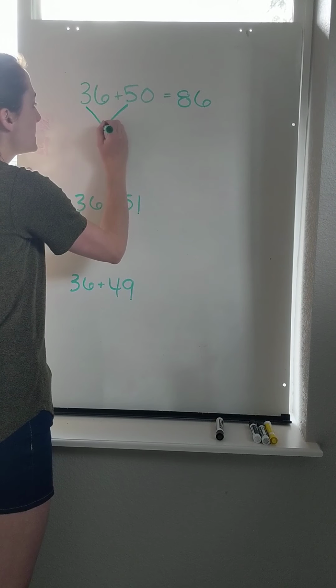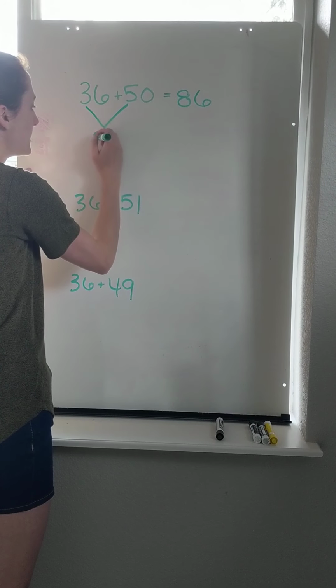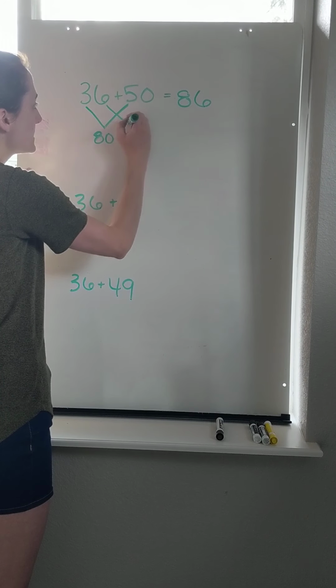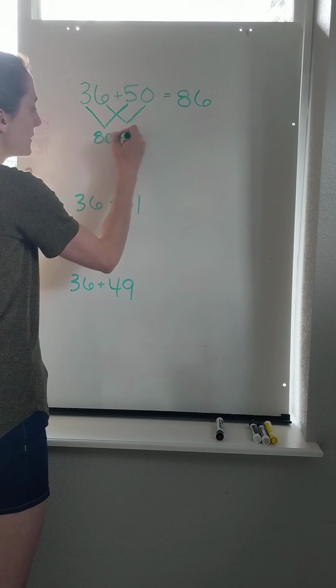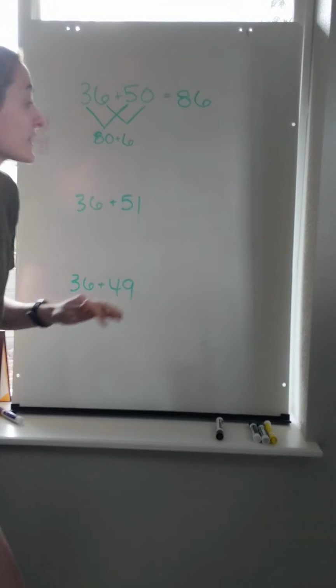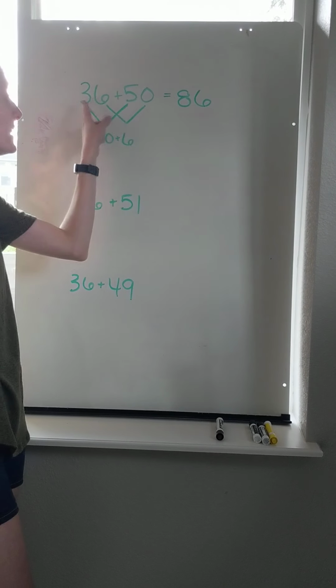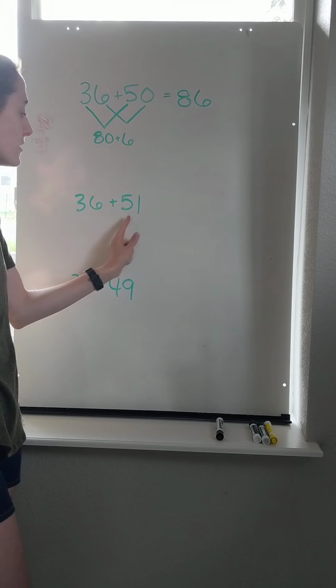Okay? So another way to show this would be like through my number bond way, where I take my tens place and my tens place, and I combine them. So 30 and 50 makes 80. 6 ones and 0 ones makes 6. So 80 and 6 makes 86. Okay, now this is so close to this equation. I can think of this one in my head as I solve this one.